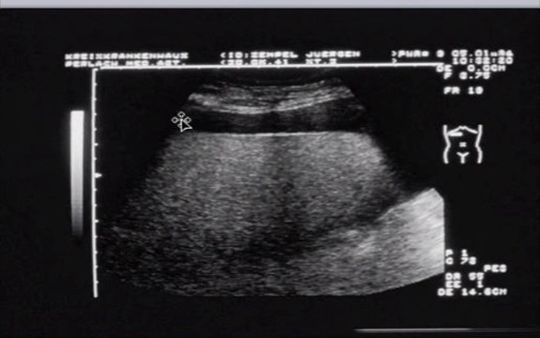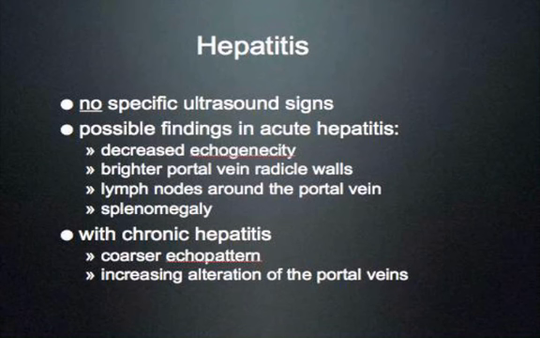Hepatitis actually is, from an ultrasound point of view, one of the most boring diseases. There are no specific ultrasound signs. Normally, the liver looks normal. There might be decreased echogenicity. Well, you don't know how the liver looked beforehand, so this is very difficult to say. Right portal vein radicals are described. Lymph nodes around the portal vein, that's maybe the only sign visible. Splenomegaly may accompany it, but usually not marked. With chronic hepatitis, there might be a bit of a coarse echo pattern, coarse, all very subjective.